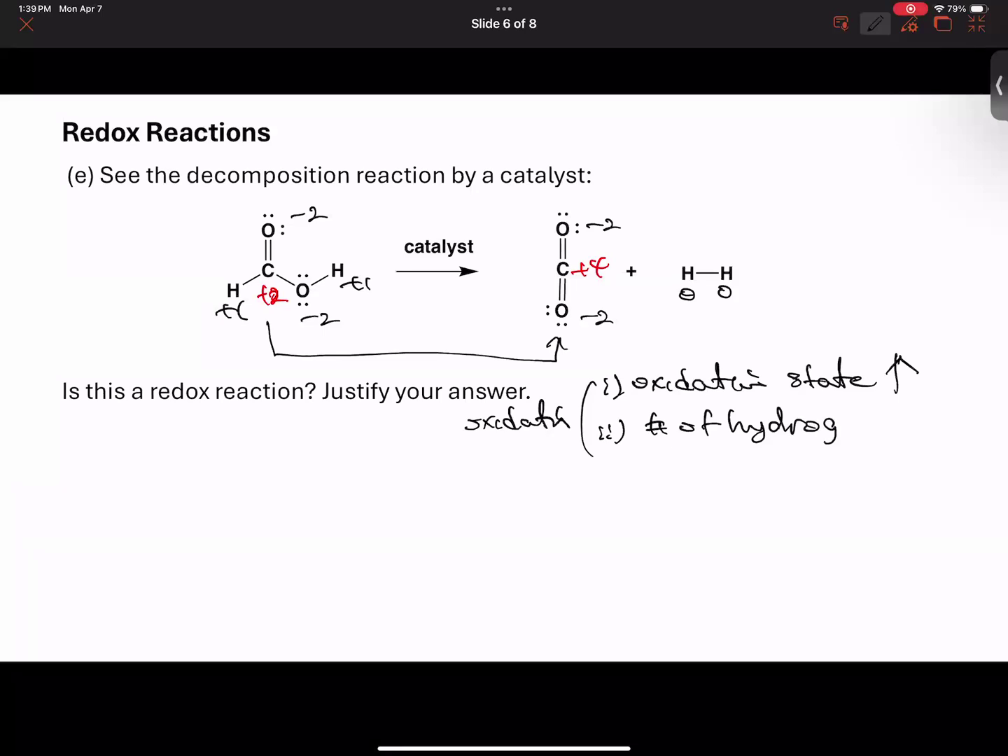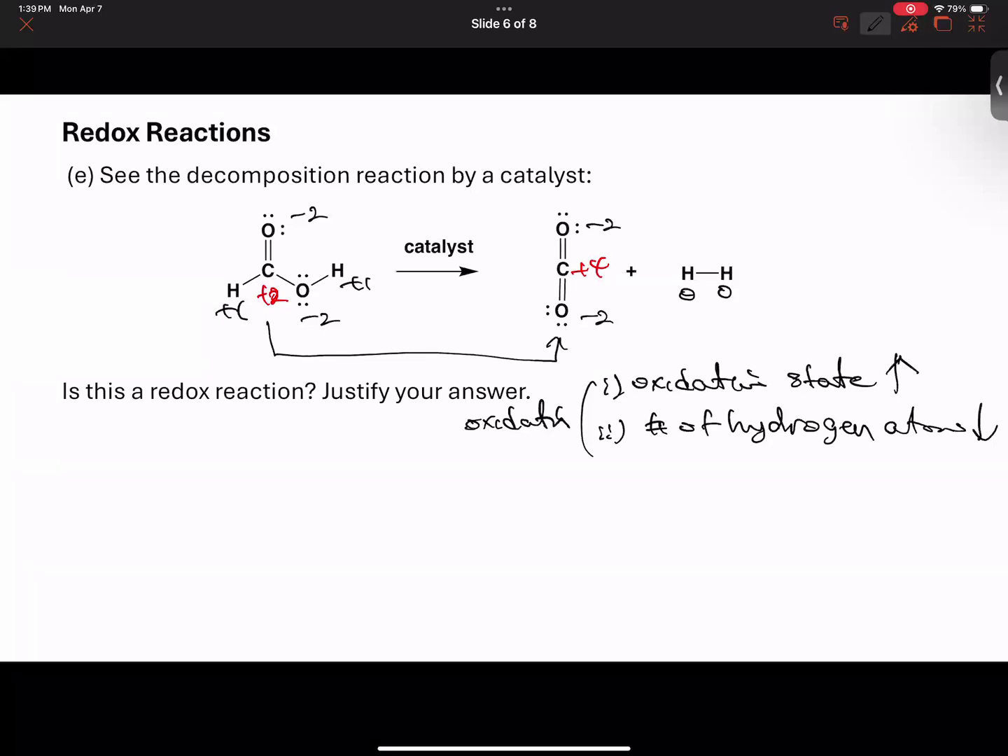Hydrogen atoms decreased. Two of them have left the structure. Let's be reminded that hydrogen has the smallest electronegativity, so when it has a covalent bond with carbon, it is always +1. But in this case, it is lost, meaning it has left the structure, meaning carbon has lost its electron density, so carbon is oxidized.